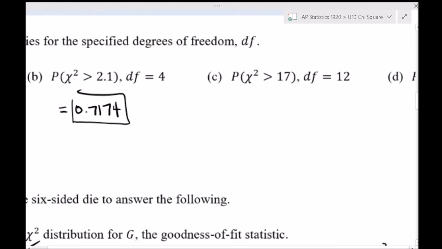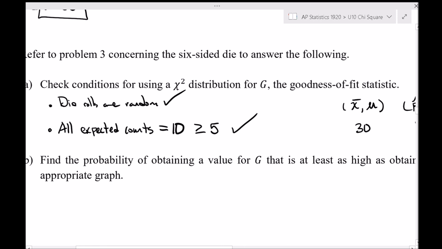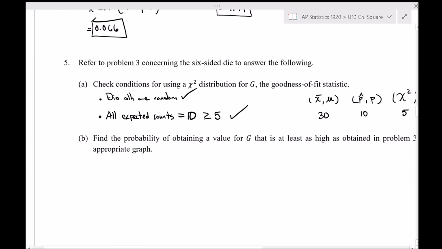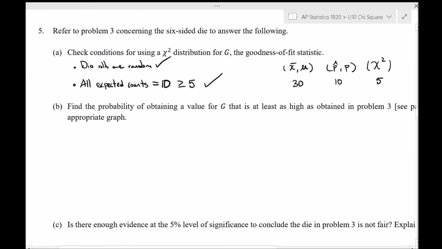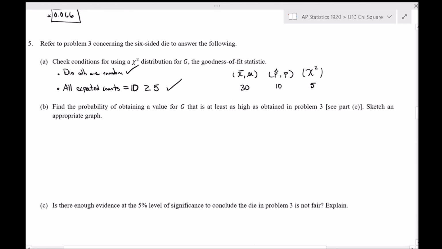So in this case, both conditions are met. All expected counts are at least 5. So we're good to go ahead and calculate a probability based off of the chi-square distribution. Find the probability of obtaining a value for g that is at least as high as obtained in problem 3. So what was the chi-square value, or the value of g?